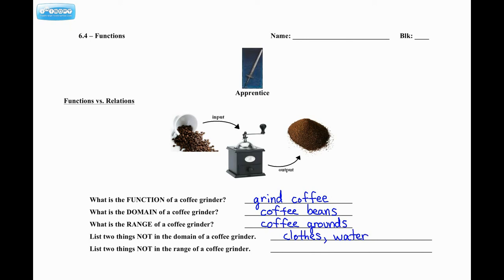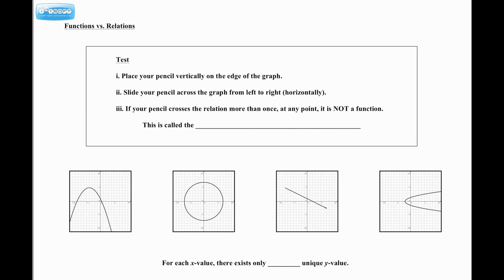And list two things that are not in the range. So what are two things that the coffee grinder will not give you? Okay, given its domain, which is coffee beans, you're not going to get a car. A car is not going to magically pop out of your coffee grinder. And what else? For you Star Wars fans out there, I'm sorry, but if you work your coffee grinder, Luke Skywalker is not going to come out. Sorry.